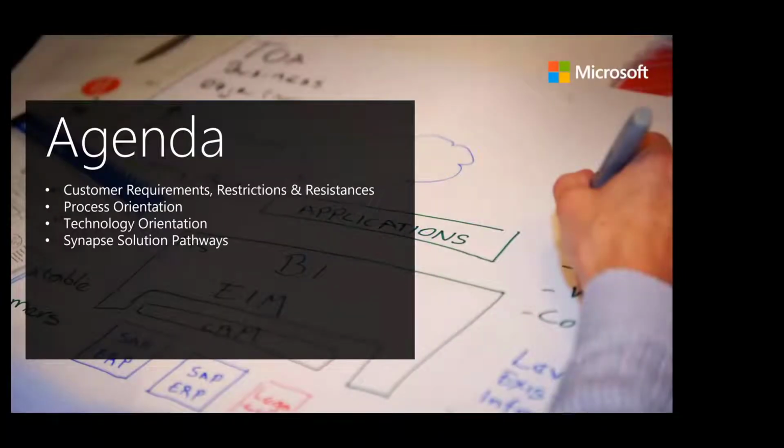Right, let's get going. The agenda for today is that I will talk about a generic customer who wants to go on a cloud journey but has data residency restrictions, assuming they are from a highly regulated industry and hence have restrictions and resistance internally and externally. We'll talk about the process orientation to the customer, the technology orientation to the customer, and how we can provide some solution pathways using Synapse Analytics.